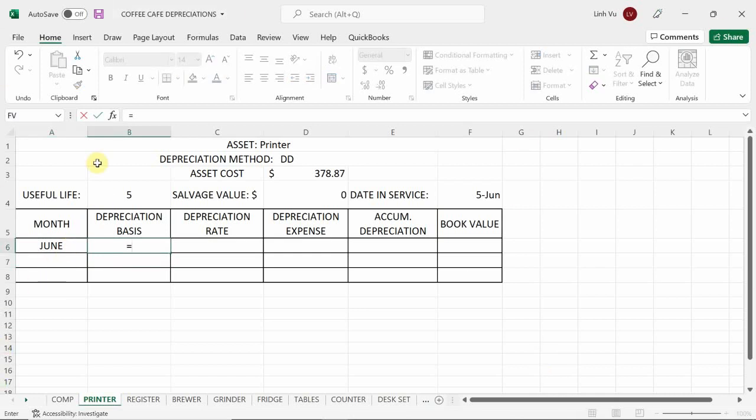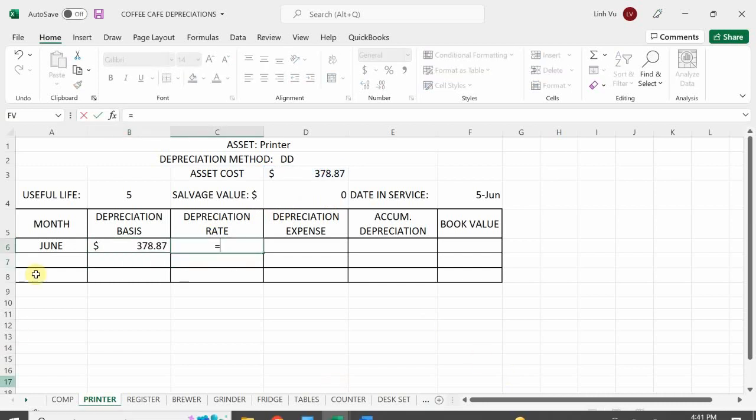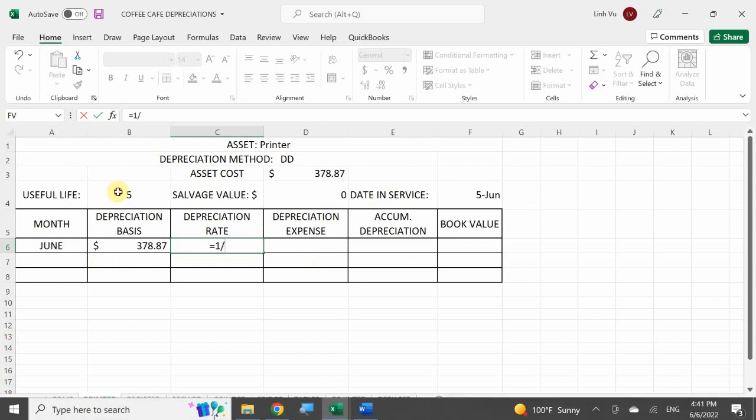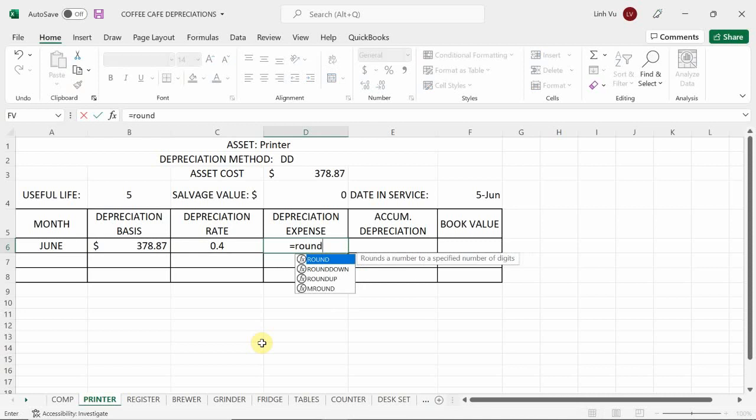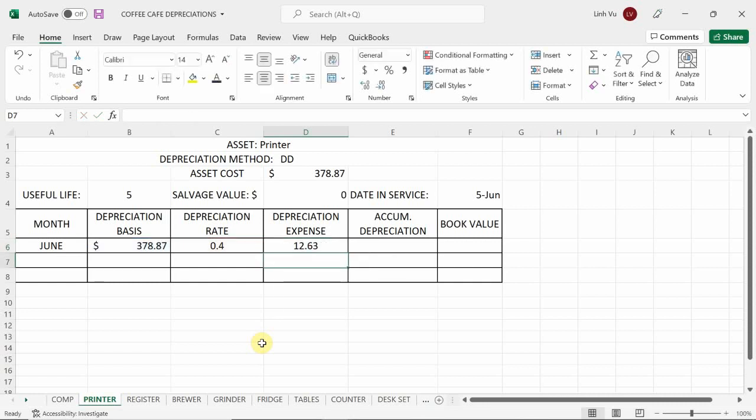Okay. So depreciation basis for double declining, once again, is the beginning of the year's book value, which in this case, if you're using it for the very first time or calculating depreciation, it's going to be the asset cost. Okay. The rate is going to be 1 over the estimated useful life times 2 because we're double depreciating it. So in this case, how much is this? So basis times rate divided by 12. We're going to depreciate $12.63 worth of the printer for the month of June.